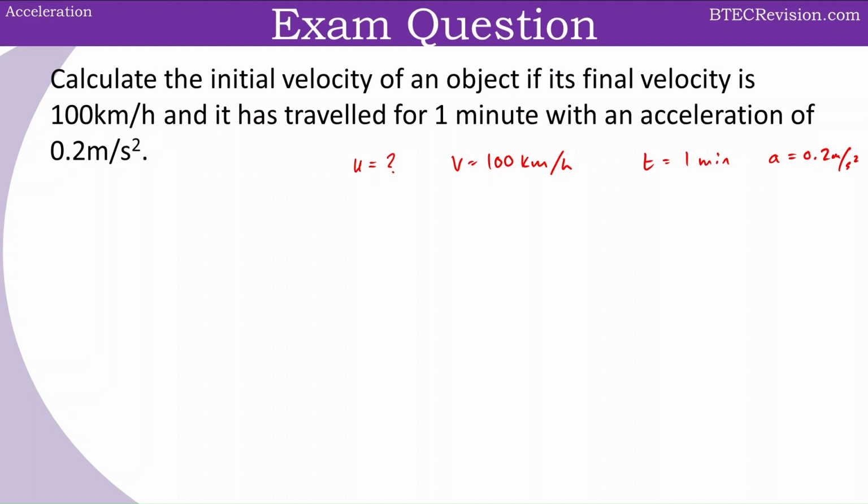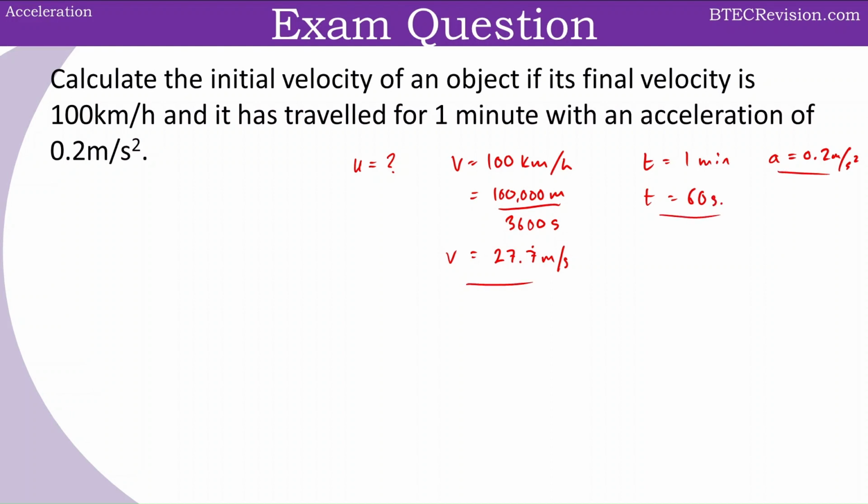So let's start by working out the velocity in meters per second. So we have k, which stands for 1,000. So we can see that is 100,000 meters, and then divided by 1 hour, which is 60 minutes, which is 60 times 60 seconds. So that's 3,600 seconds. And if you work that out, we should get a value of 27.7 recurring meters per second. Now, time, that's easy. 1 minute is 60 seconds.